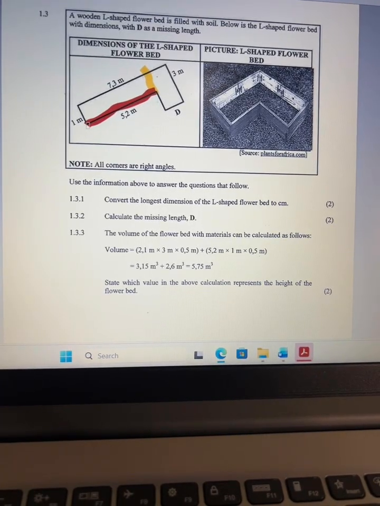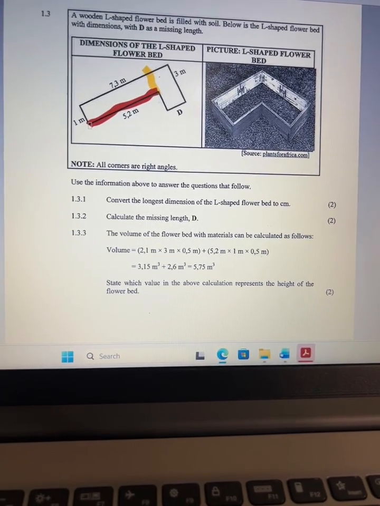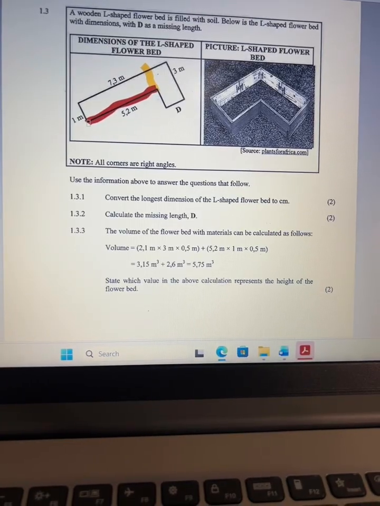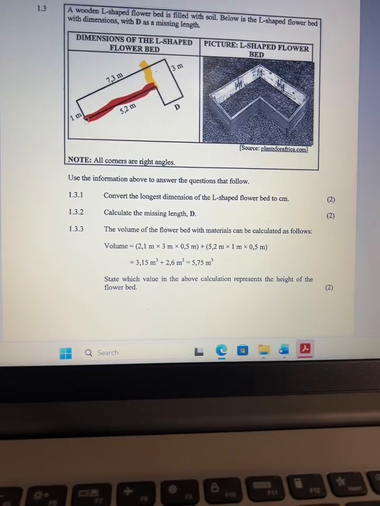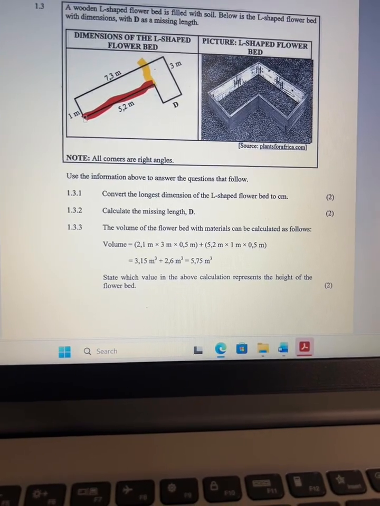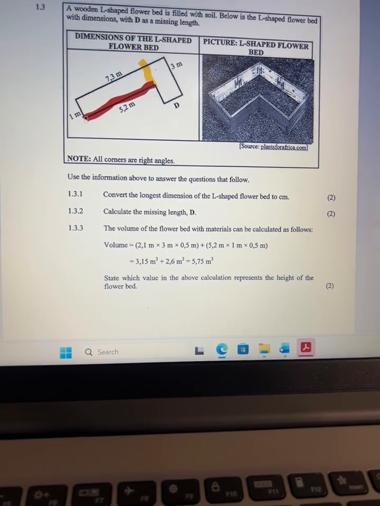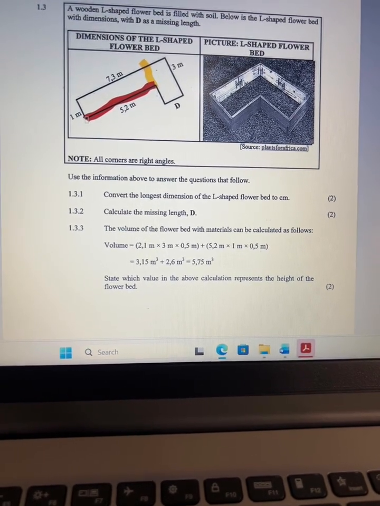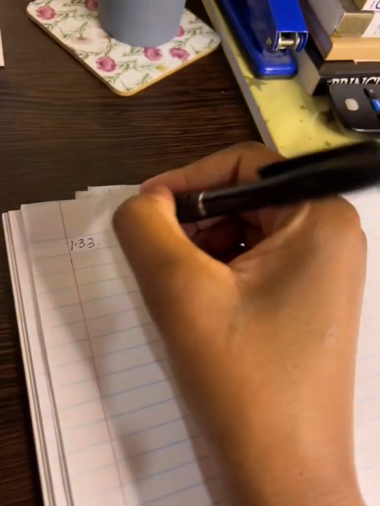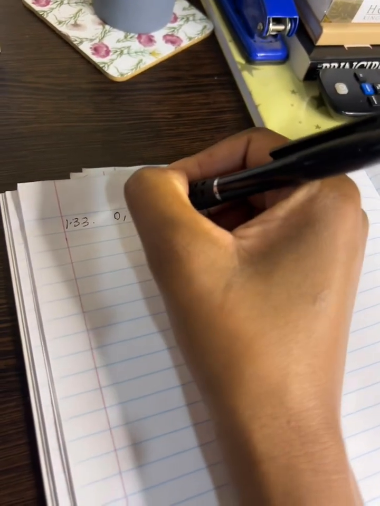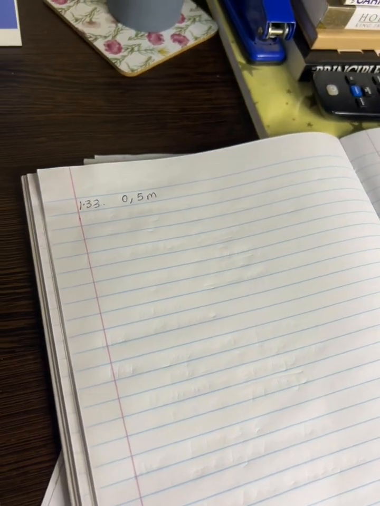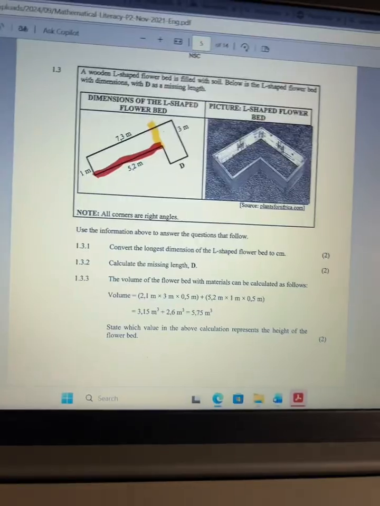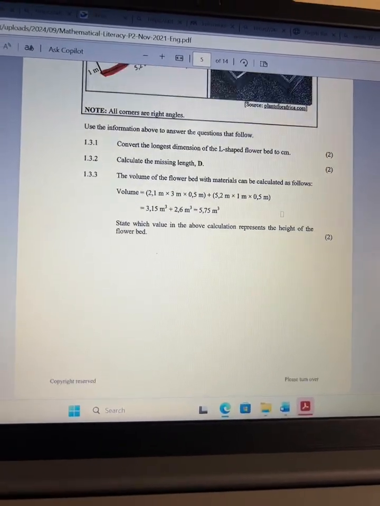1 meter we also have in the drawing. And then 0.5 we don't have on our drawing. So state which value in the above calculation represents the height of the flower bed. The one that is representing the height is going to be 0.5 meter. It's representing the height of the flower bed.